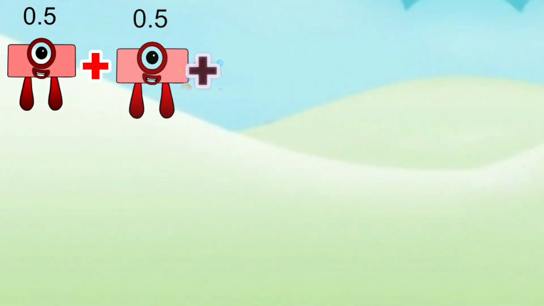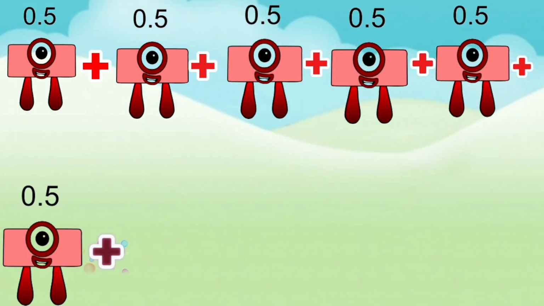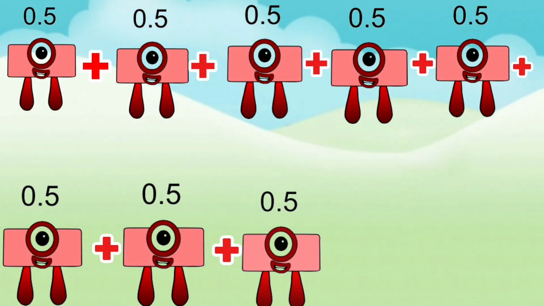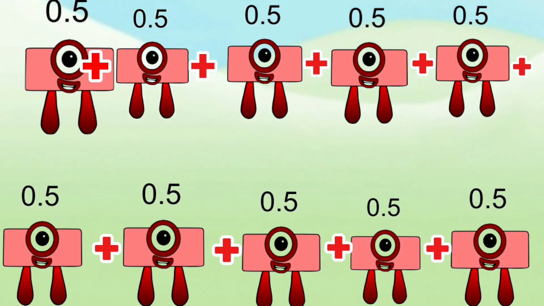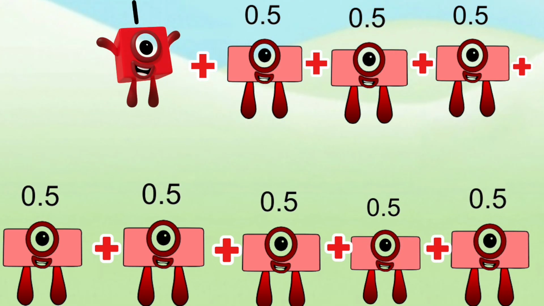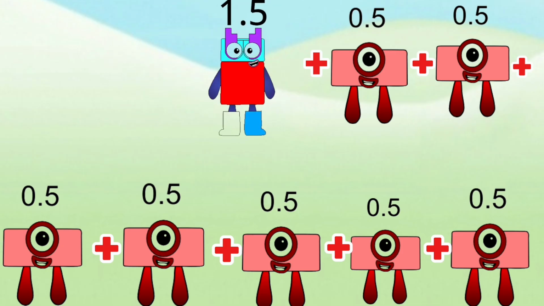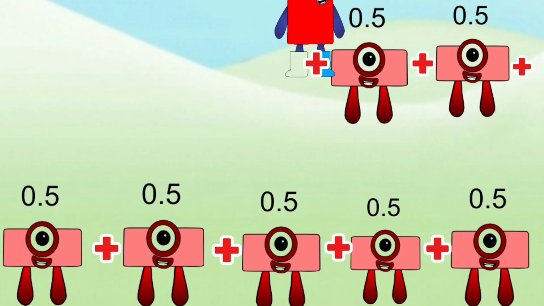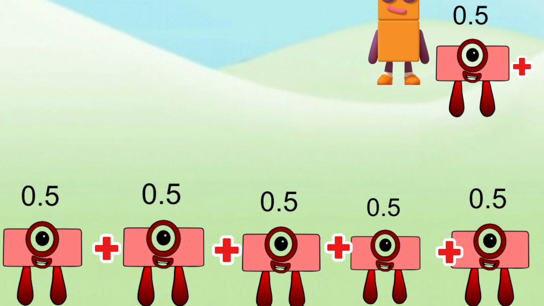Next, we repeat again 10 times, adding 0.5 again and again. So let's start. 0.5 plus 0.5 equals 1. 1 plus 0.5 equals 1.5. 1.5 plus 0.5 equals 2.